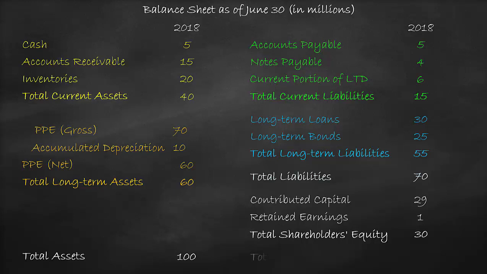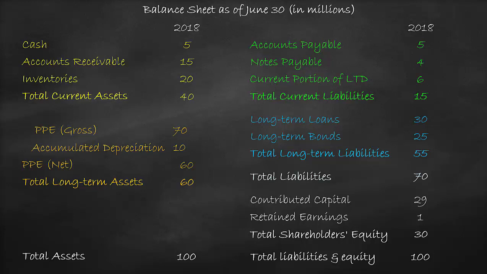Total liabilities and shareholders' equity are the value of liabilities plus shareholders' equity. Total liabilities and shareholders' equity are $70 million plus $30 million, which is equal to $100 million. As we can see, total assets of $100 million is equal to total liabilities and shareholders' equity of $100 million. Since it is balanced, so is our calculation, which means it is correct.